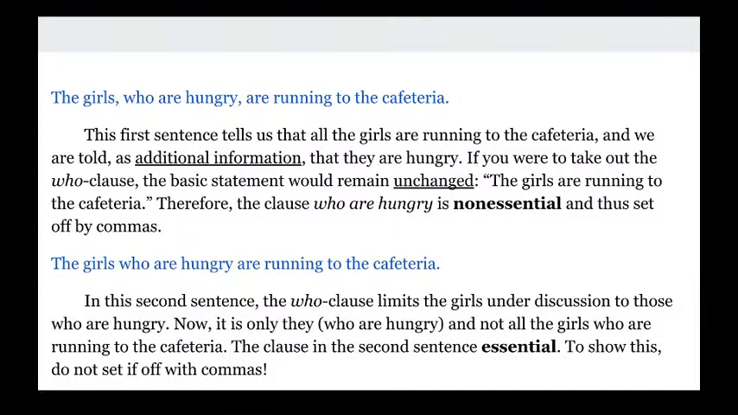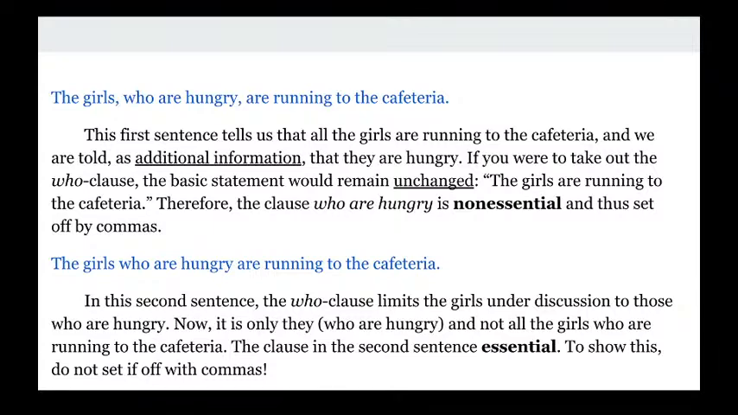If you were to take out the who clause, the basic statement will remain unchanged. The girls are running to the cafeteria. Therefore, the clause who are hungry is non-essential and thus set off by commas. So who are hungry is just an additional fact, a little descriptive part that adds to the sentence, or just adds the description of who these girls are.